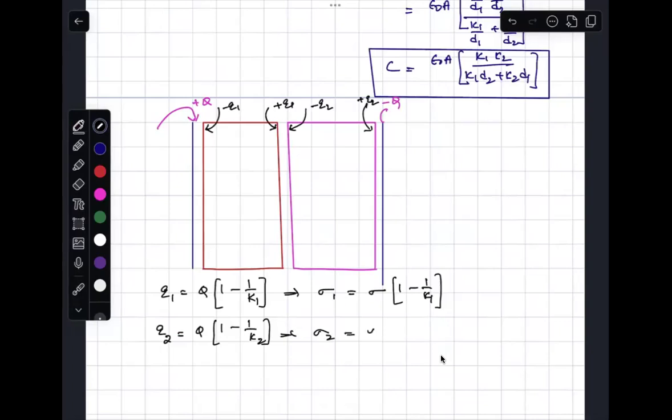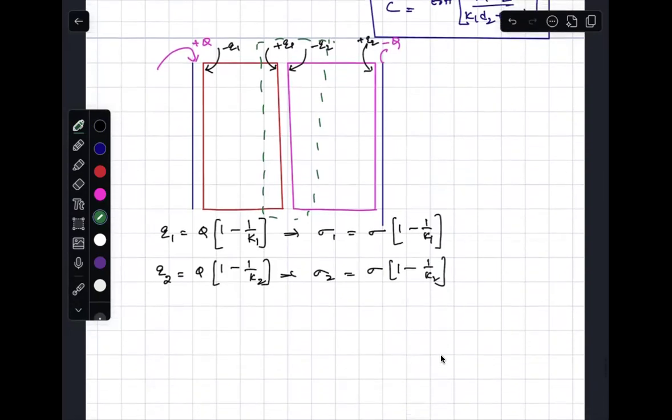Sigma 2, these are all bound charges, 1 by K2. Now the only issue is, what's happening over here? This I want. At the green zone, what's happening at the green zone? Can you please help me in writing what is happening at the green zone? There is sigma 1 minus sigma 2.